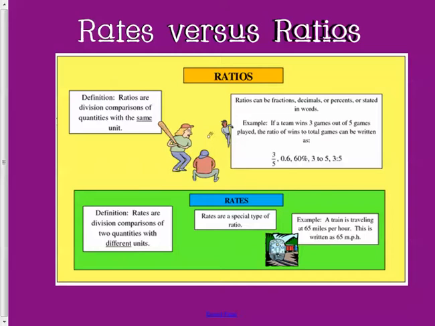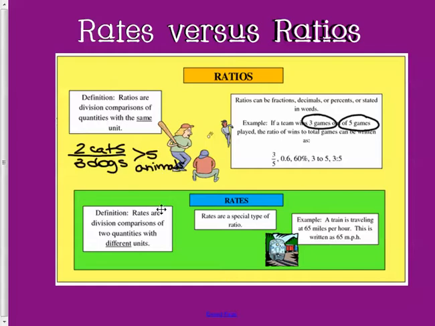So if a team wins 3 games out of 5 games that they've played, the ratio of wins to total games can be written like this: 3 games to 5 games. Notice that they have the same label. They can also be the same category. We've talked about this before, like if I have 2 cats to every 3 dogs, then I have 5 animals, right? So they can be the same category.